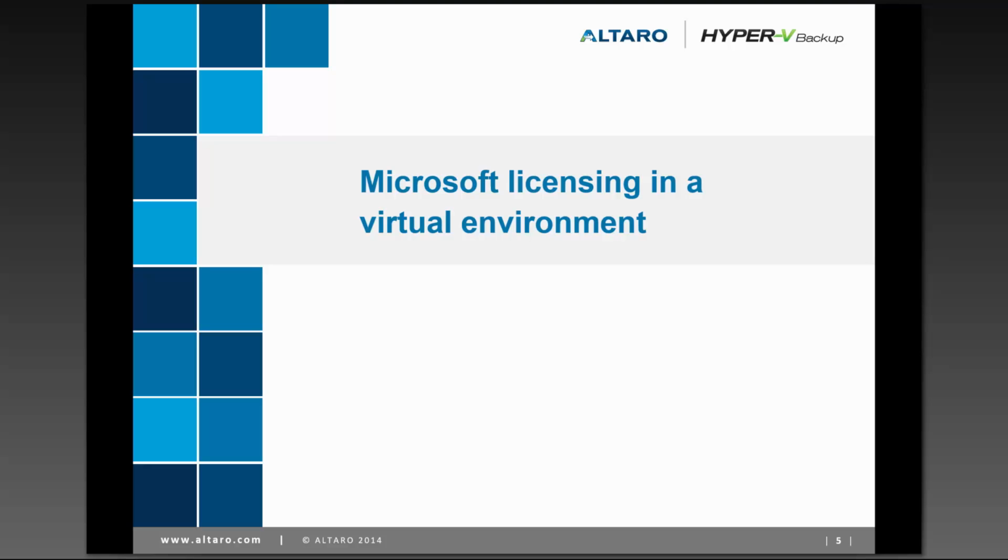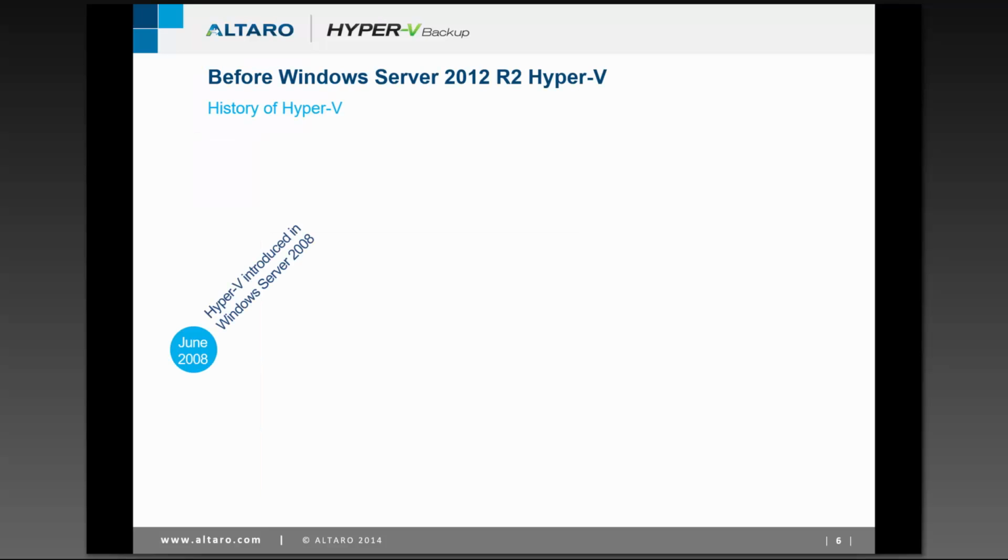So let's start first with a quick overview of the history of Hyper-V. Back in, I think it was 2003, Microsoft acquired a company called Connectix, which were building products like Virtual PC and Virtual Server, which were then included into the Microsoft portfolio. And in 2008, Microsoft introduced the first version of Hyper-V as a role of Windows Server 2008.